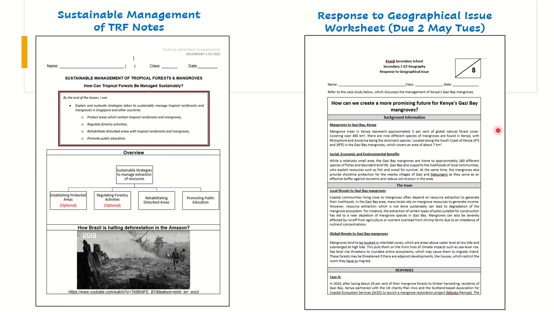And this one, the Gazi Bay mangroves, is due on the 2nd of May, Tuesday. So in this video, we will use these two notes. Just to remind you again, this is not a Netflix video. When you are watching this video, you should be watching it on your PLD, and you should have both your notes with you. You should be writing stuff down, highlighting stuff, and doing the work.